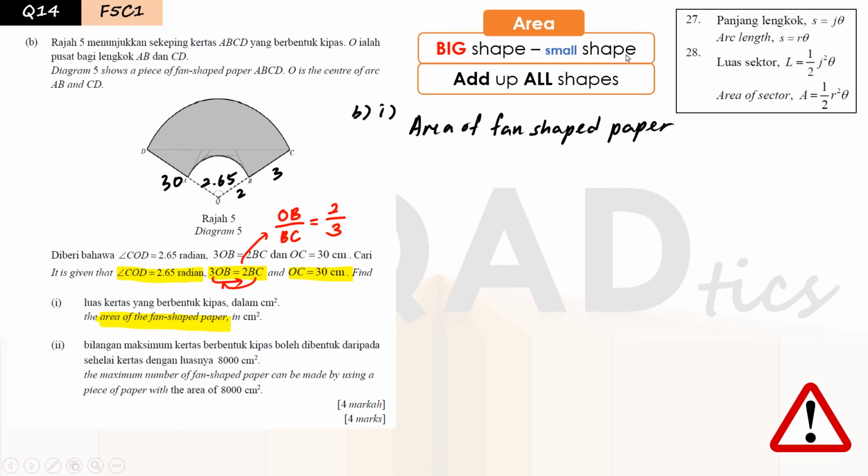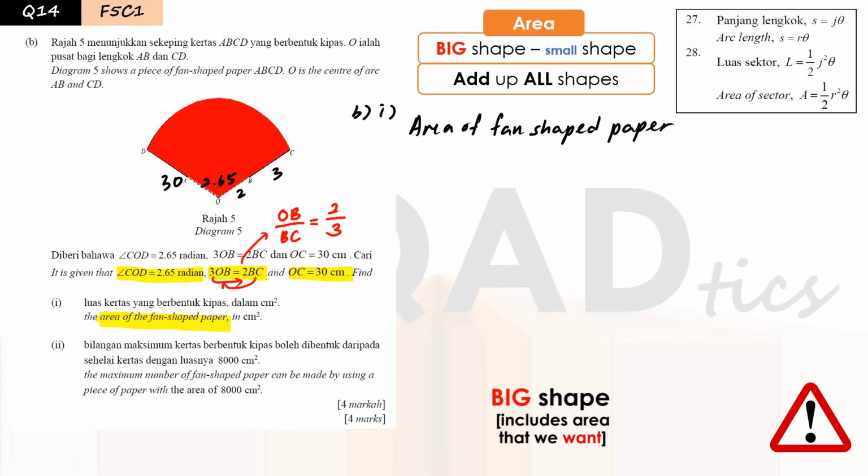Okay, so again, the big shape would be the shape that includes the area that we want, which is this shaded region here. And it must be a recognizable shape. So here, our big shape would be the entire sector, because it includes the area that we want. So this would be the area of sector ODC.